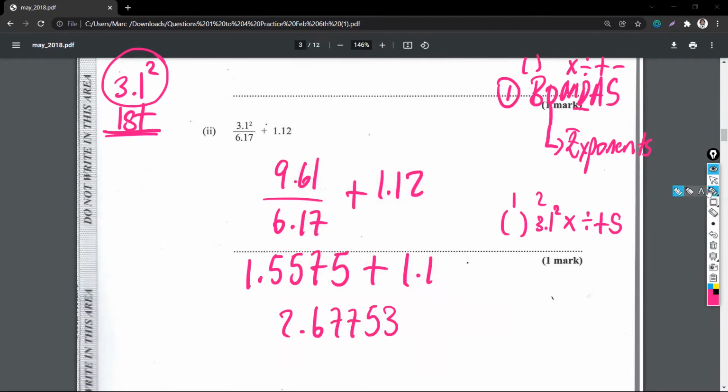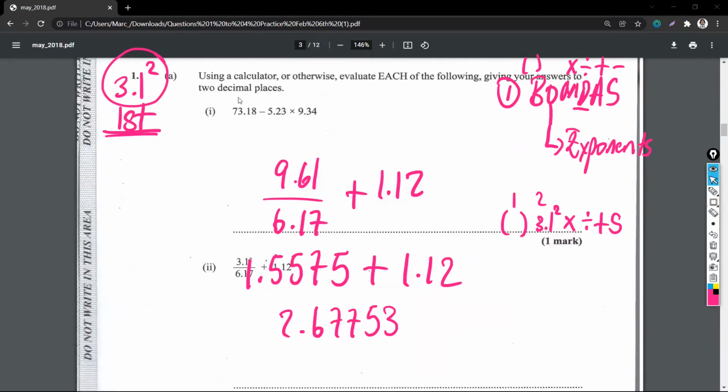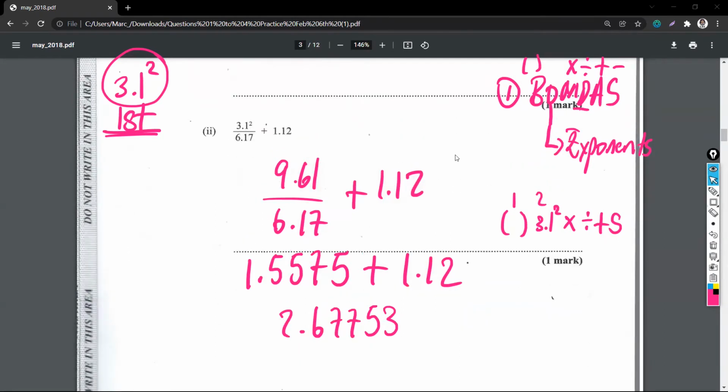So this is the answer to it, guys. This is the answer for this question. Two decimal places as well. Yes, the answer should be in 2 decimal places. So it says evaluate each of the following, giving the answers to 2 decimal places. So this answer, guys, should also be in 2 decimal places because I said both questions.